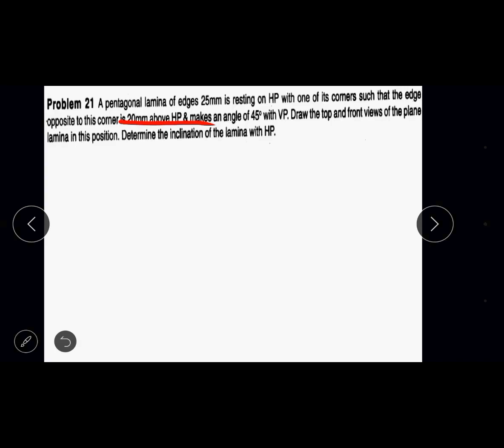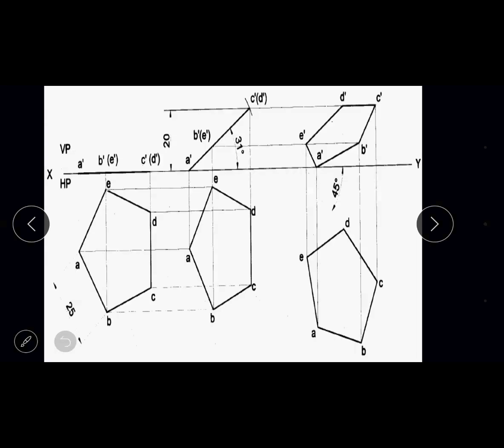It's given clearly that it is resting on HP, so it is a category 1 HP resting problem, and also it is resting on one of its corners. So it's a corner resting position. So construct the pentagonal lamina with HP resting and with corner resting position. Then after that we'll proceed. So I'll explain directly in the solution. This is a pentagonal lamina, and I have constructed it with the corner position.